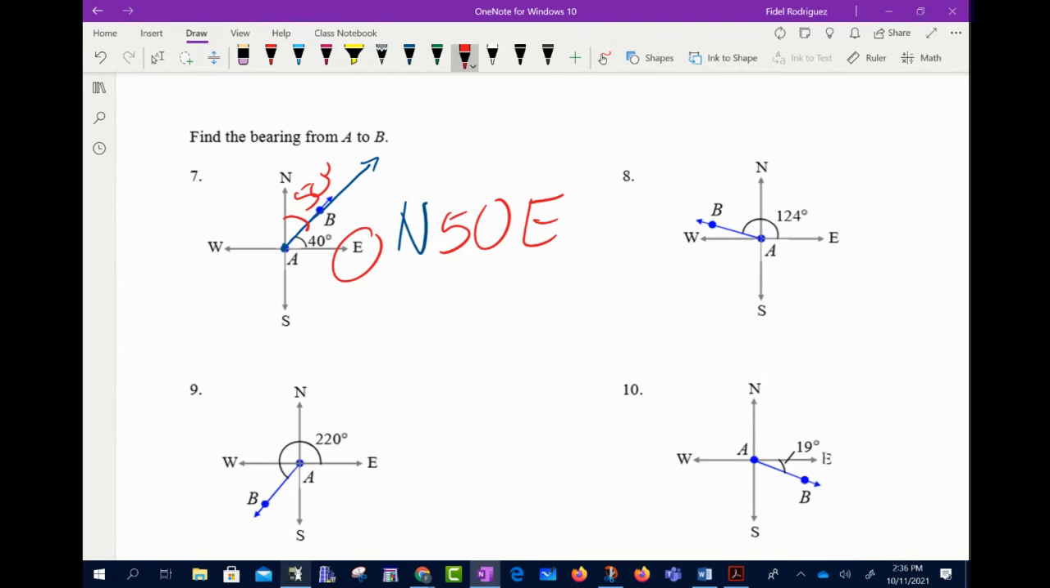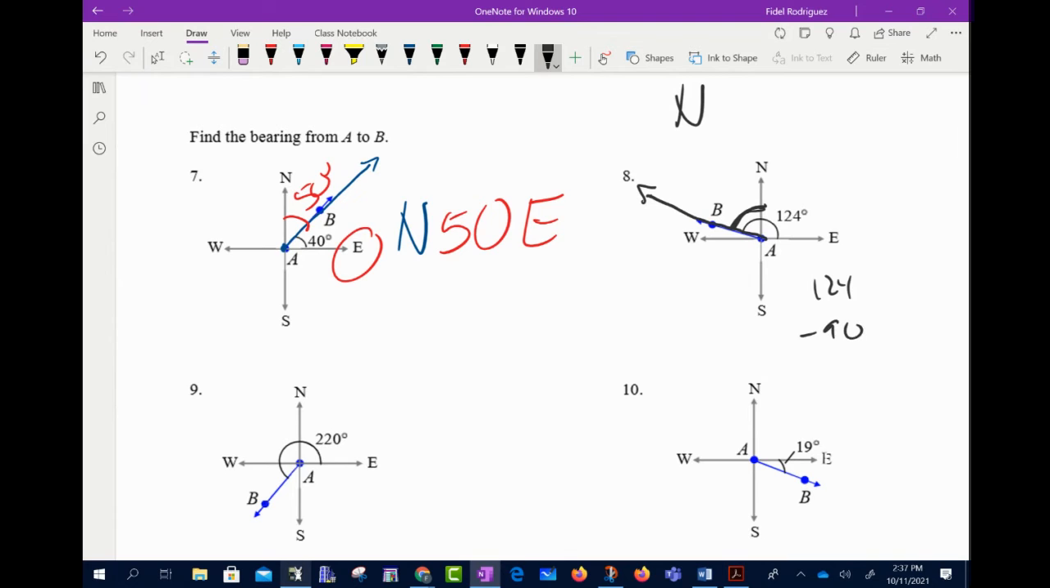All right, let's take a look at number 8. Look at the direction of our ray. Are we going slightly up or slightly down? Slightly up. So it's going to be north, right? Now remember, y'all, the angle that I'm trying to find is that angle right there. Okay. Anybody know how we could find that angle?